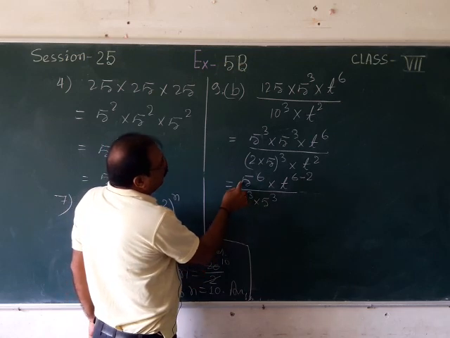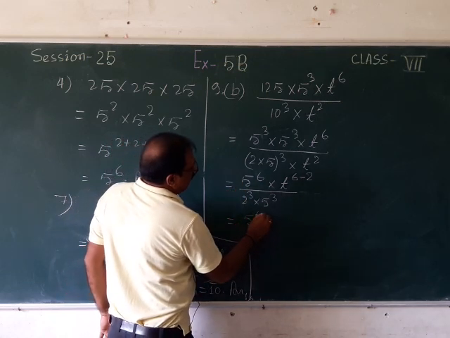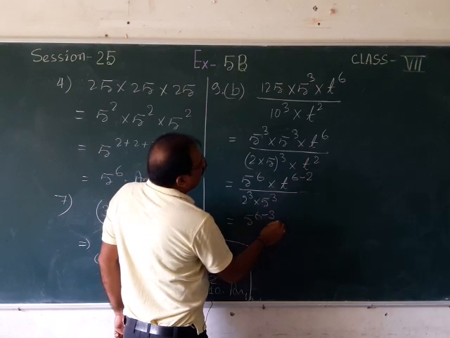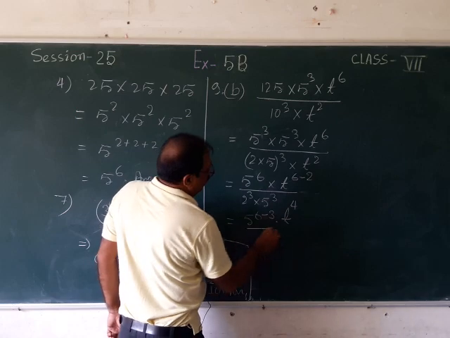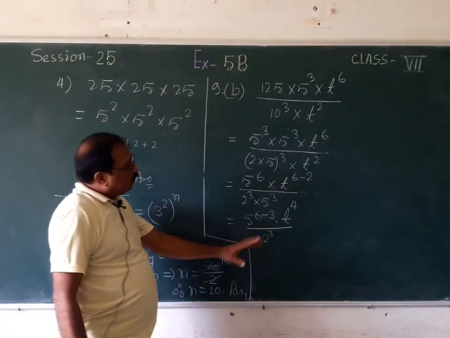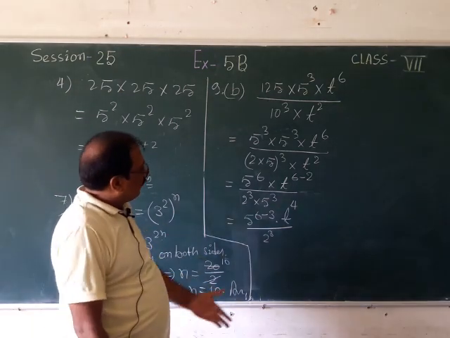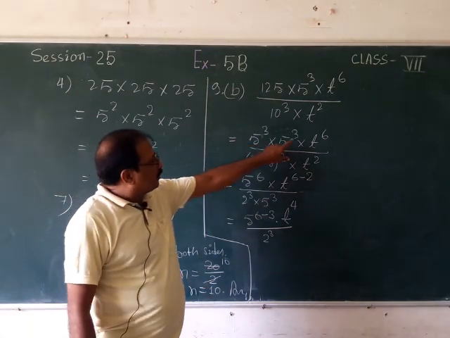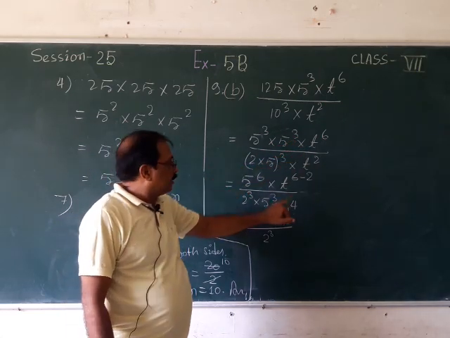Now here 5 to the power 6 and 5 to the power 3, so I can write 5 to the power 6 minus 3 and into t to the power 6 minus 2, that is 4, upon 2 to the power 3. How has it been written here? Let us think one more time. Here 3 plus 3 becomes 5 to the power 6 and t to the power 6 is written over there.